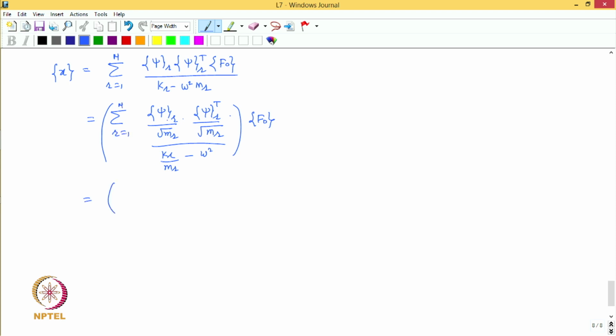Now this quantity is nothing but the mass normalized eigenvector phi r, right. So, this is nothing but phi r transpose divided by K r upon m r, which is omega r square, the rth natural frequency, minus omega square, and this is nothing but x.